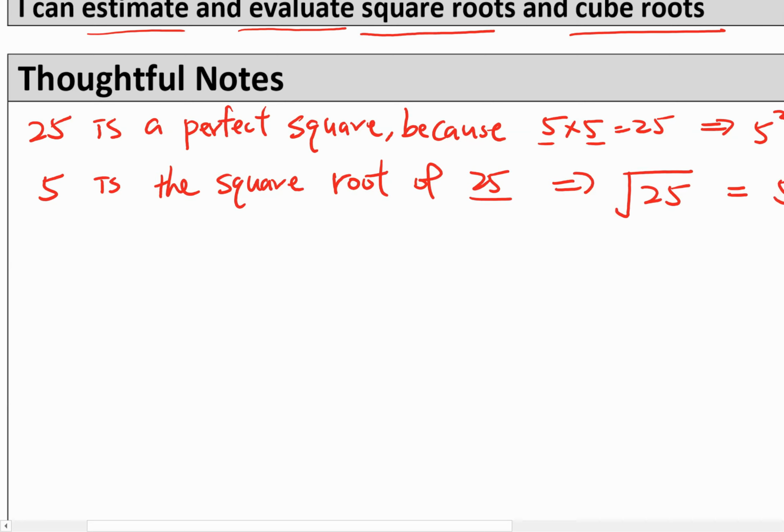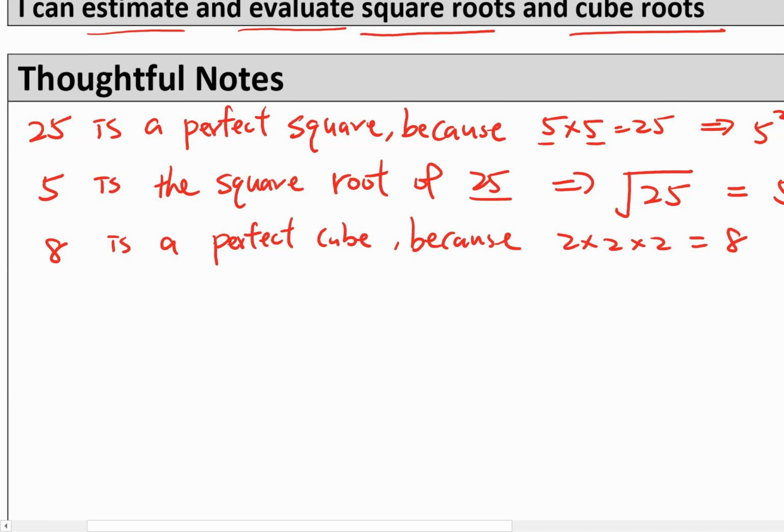Similarly, we can say the same thing about perfect cubes. 8 is a perfect cube because 2 times 2 times 2 is 8. We're trying to multiply one number by itself 3 times, and that result, 8, is a perfect cube. The notation for this is 2 cubed is 8.